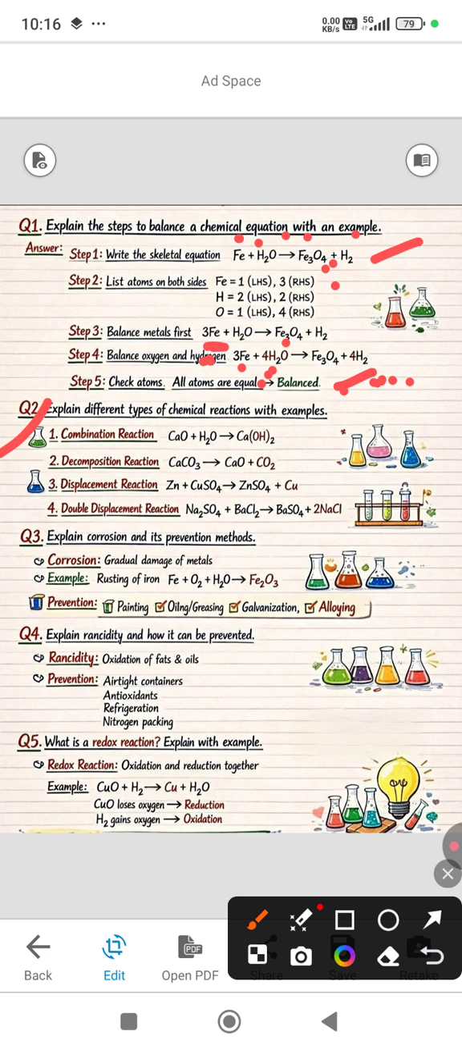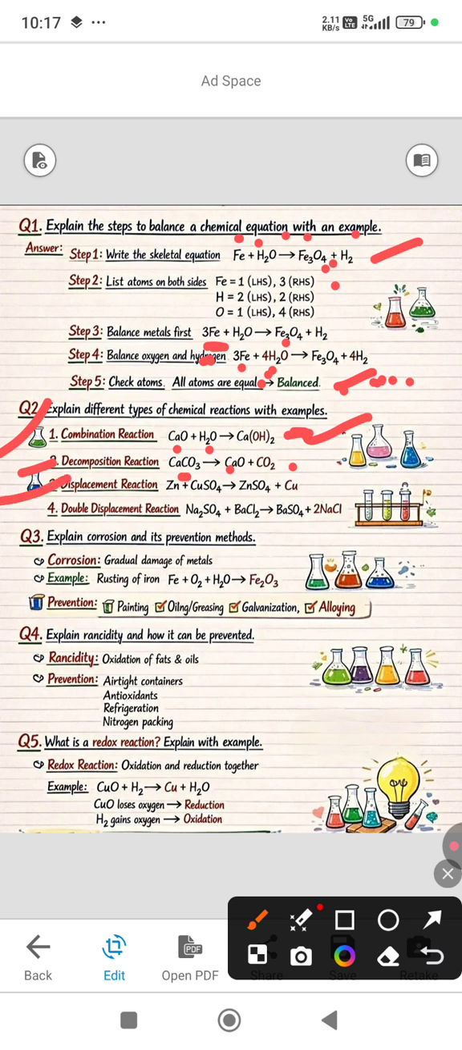Question number 2. Explain different types of chemical reaction with example. Number 1, combination reaction. If two or more reactants combine together and form one product, then the reaction is known as combination reaction. Here 2 or more reactants are combined, so the reaction is known as combination reaction. Number 2, decomposition reaction. Here one reactant breaks to form two products. The reaction is known as decomposition reaction because it gives two products from one reactant.